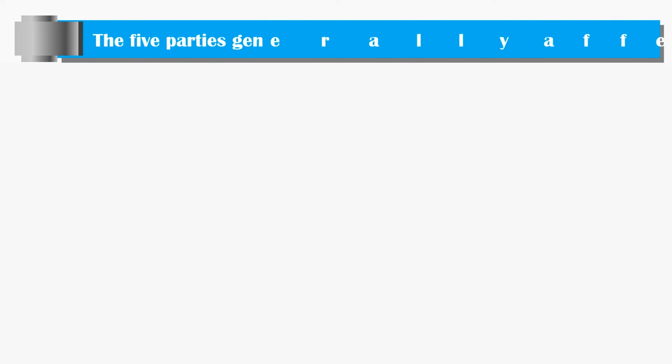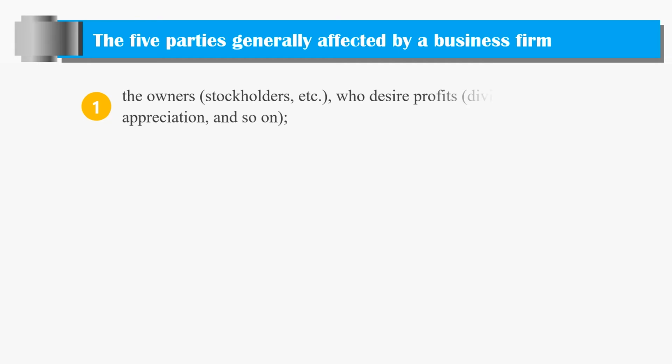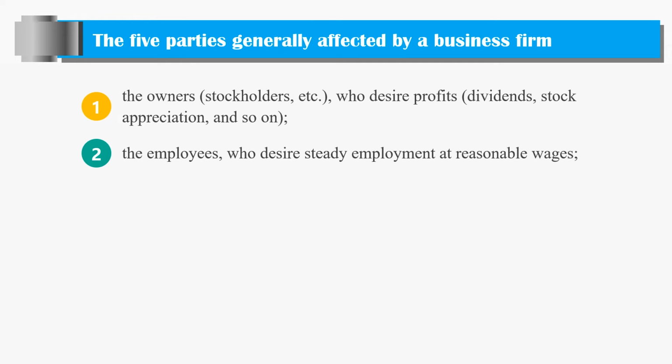There are 5 parties generally affected by a business firm. First, the owners, such as stockholders, who care about profits, such as dividends, stock appreciation, and so on. Second, the employees, who desire steady employment at reasonable wages.